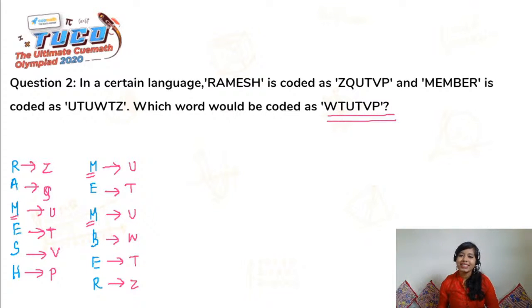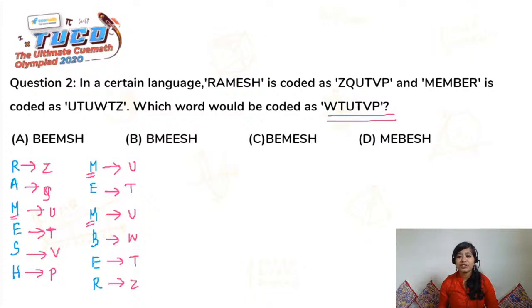Now let's look into our options. Here go our options. So we have W, T, U, and then we have T, V, P. All right. So from here, let's try to map. So W is mapped with what? What is W mapped up with? Let's check.